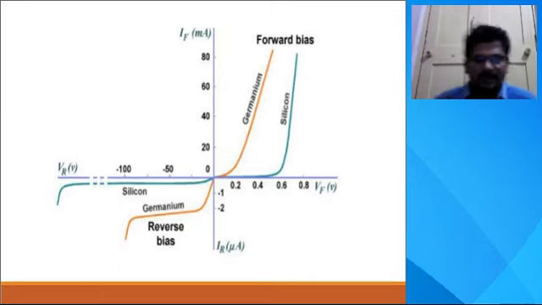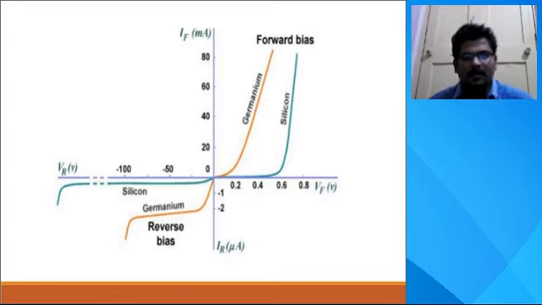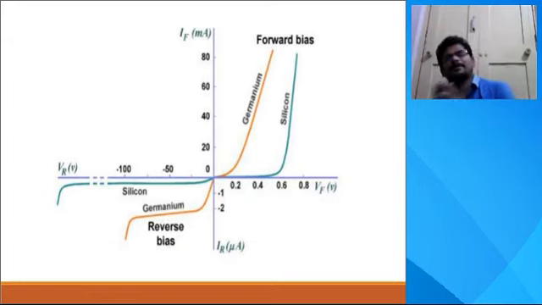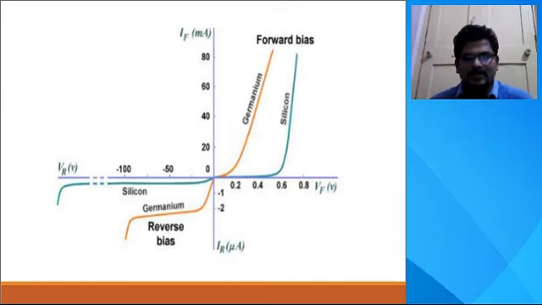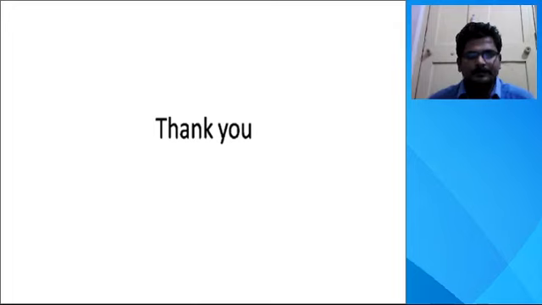If you observe the reverse voltage, for silicon we are getting very little current. For germanium we are getting much more current compared with the silicon diode. So this is the topic about PN diode biasing and VI characteristics, and in the next lecture we will discuss the applications of the diode. Thank you.